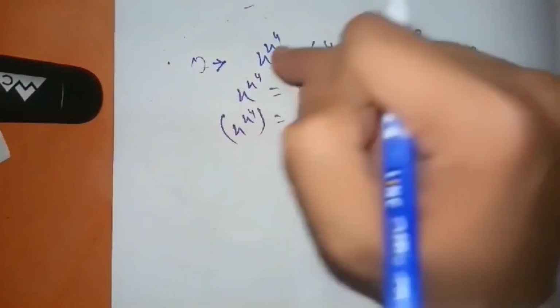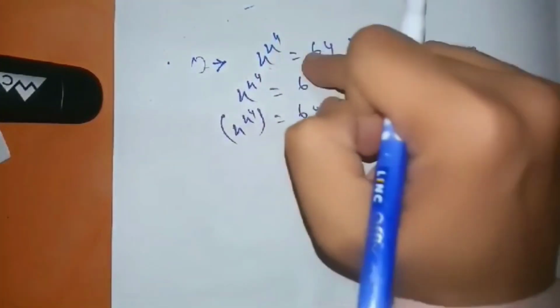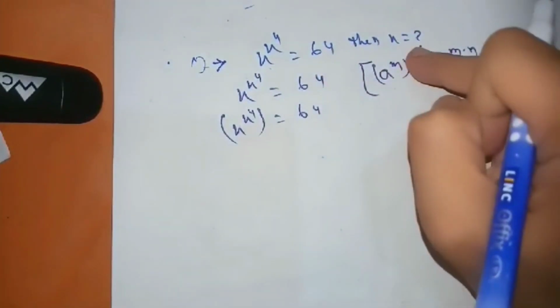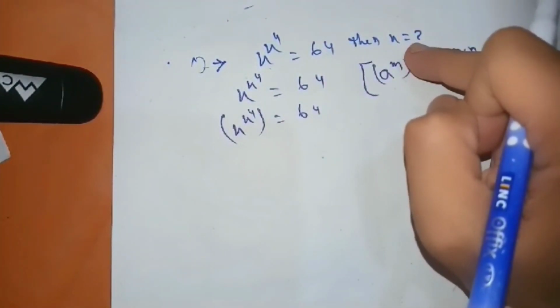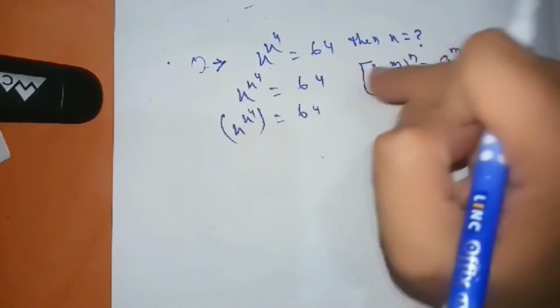Hello students, today our question is x to the power 4 equal to 64. Then we have to find the value of x. It is a question of Olympiad which is a very cool question. We are going to solve this question.